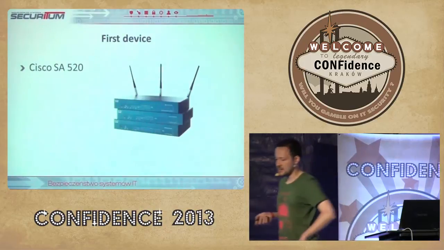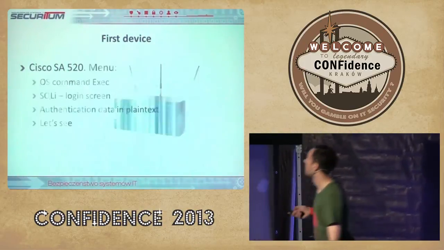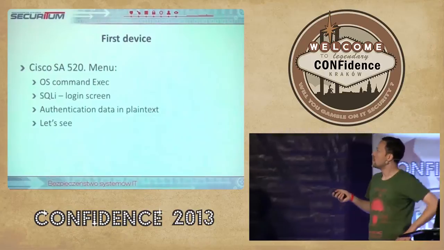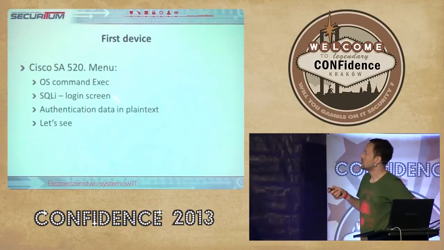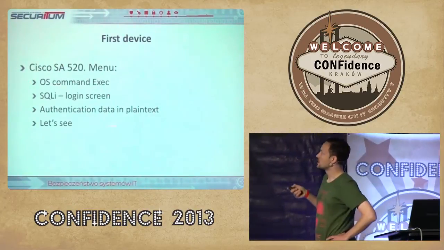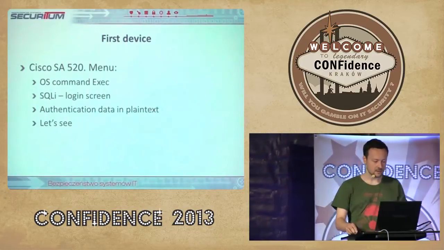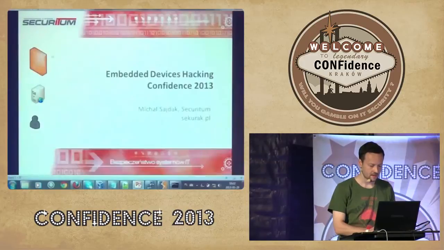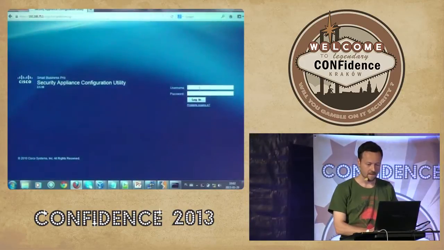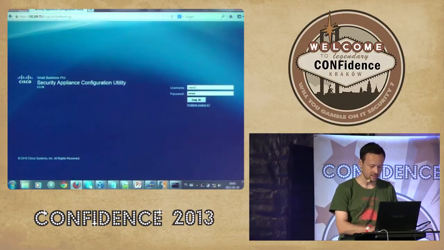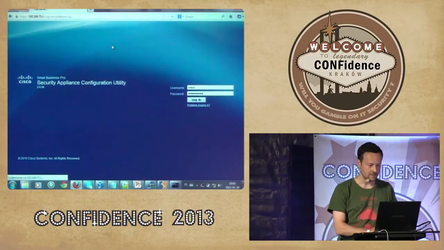Okay, first device, I have it here. And in it, we have OS command execution, SQL injection on the login screen, and extraction of authentication data in plain text. So let's see it. First, remote code execution, but requiring authentication. So I'm logging into the Cisco user here, password.